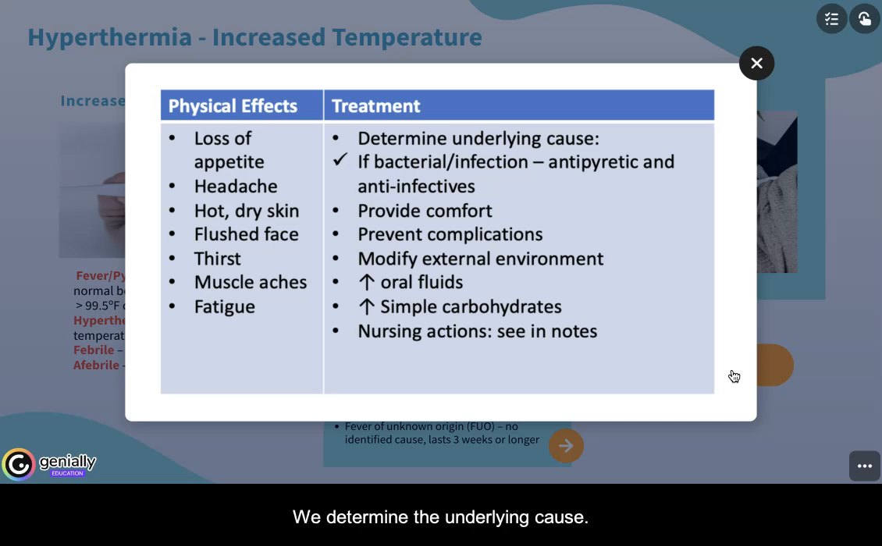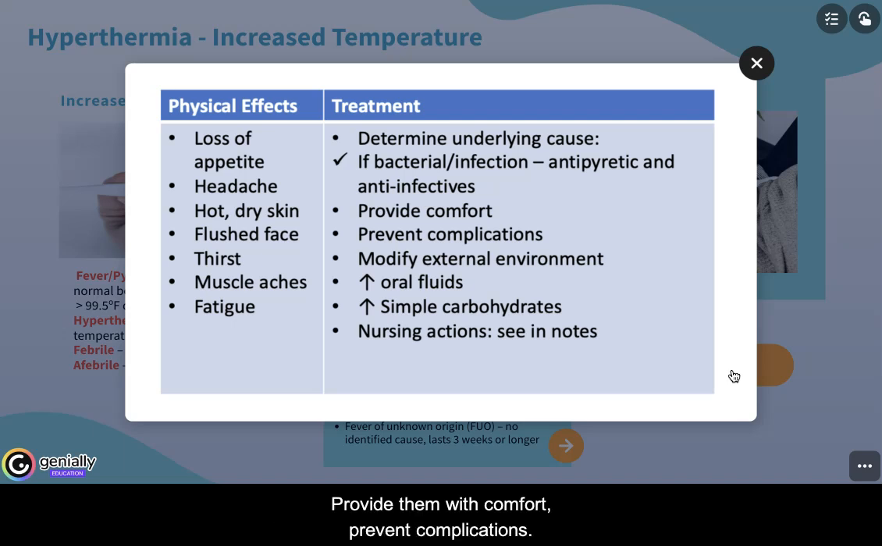So what do we do? We determine the underlying cause. That's the most important thing. We need to know, okay, why do they have a fever, right? If it's an infection, then we give them an antipyretic like a Tylenol and an anti-infective antibiotic to help get rid of that pyrogen, that bacteria that's causing the infection.